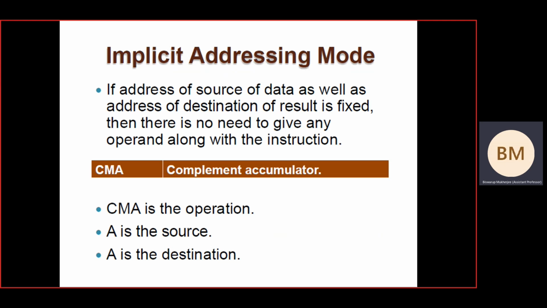Likely, CMA, complement accumulator. That means this particular instruction, what will it do? The source is the accumulator, the destination is also the accumulator. The data which is stored in that particular accumulator, it will just complement, and the result is also stored in the accumulator. You are just inverting the data. So that operation doesn't require any other memory or address fetching.